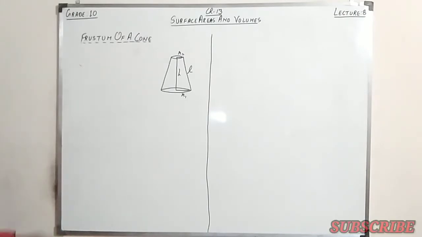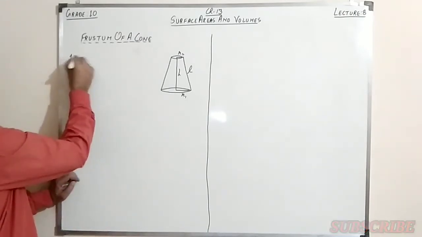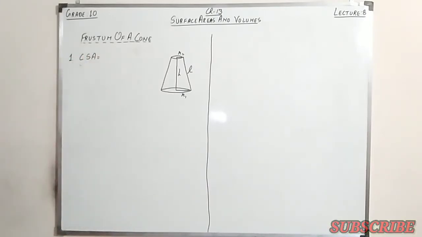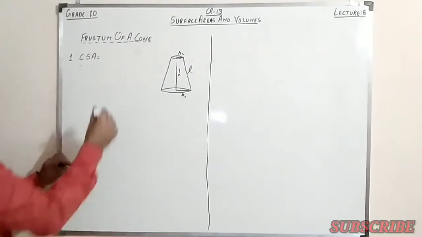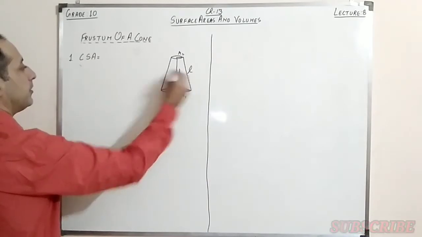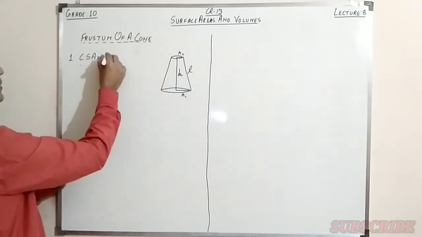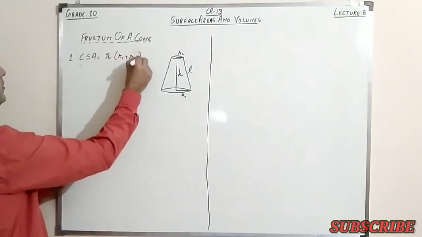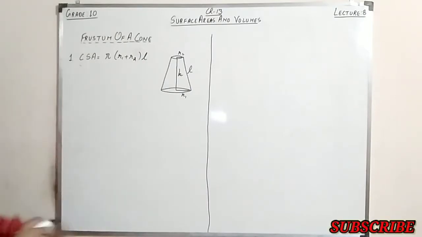Now what else do we want? We want to know the curved surface area. What would be the curved surface area of a frustum? We are not going into the derivation, we are just learning the formula directly. So this is pi multiplied by (R1 plus R2) multiplied by L. This is the formula to find the curved surface area of a frustum.